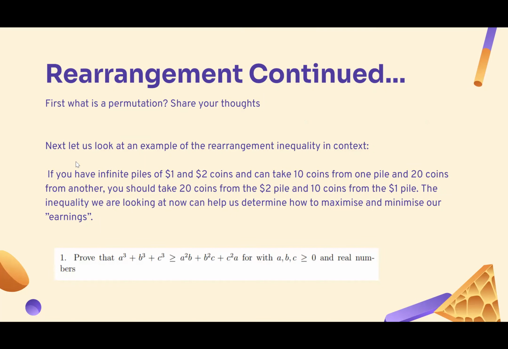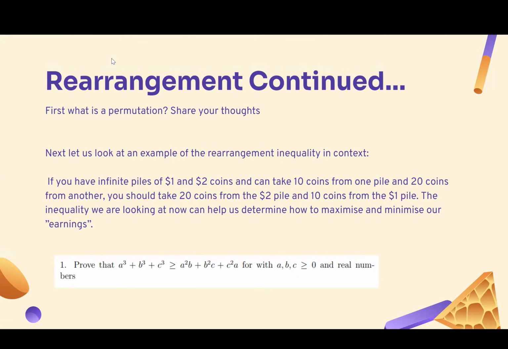So let's say we have a pile of coins, right? It doesn't matter. Let's just say it's infinite piles of $1 and $2 coins. And the only rule we have is that we can take 10 coins from one pile and 20 coins from another. So what is the way that you can maximize your earnings? Like, you want to make the most money. How can you do that? Just by intuition, you can share your ideas as to how you want to grab the coins, right?